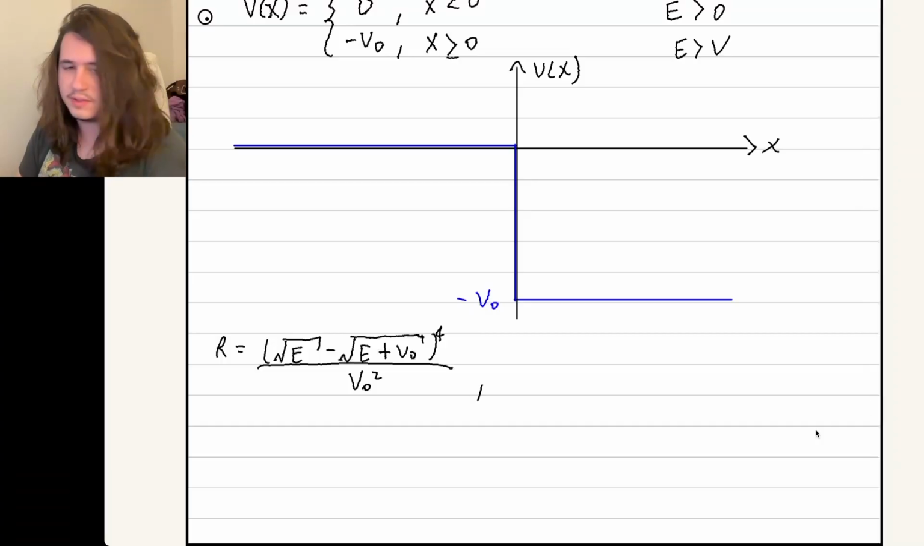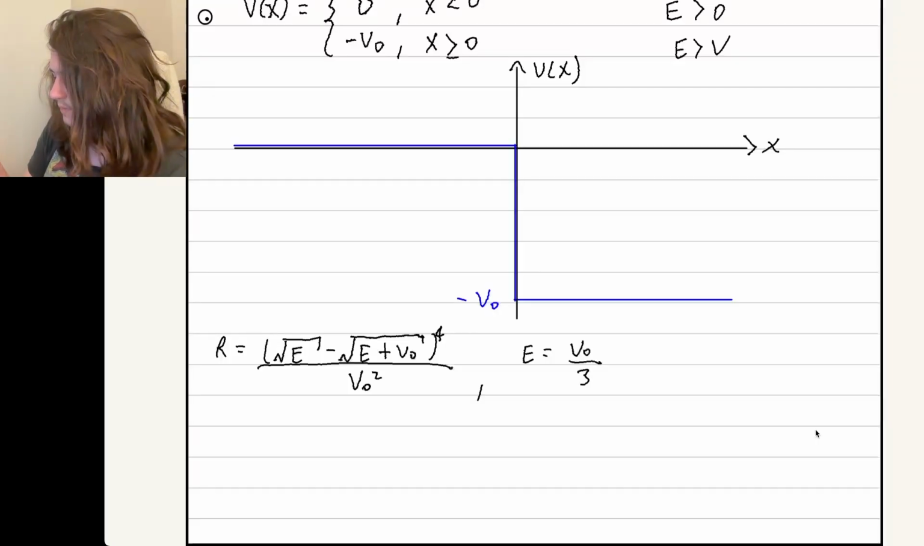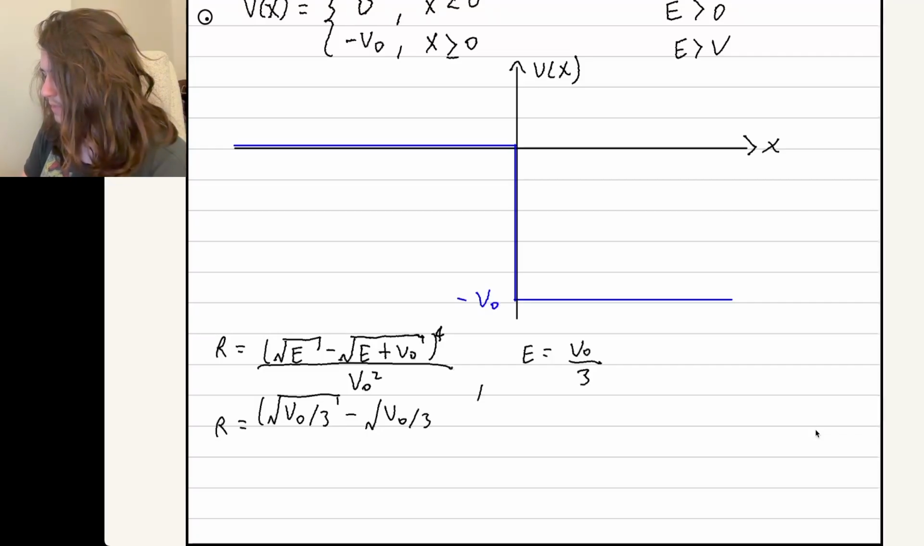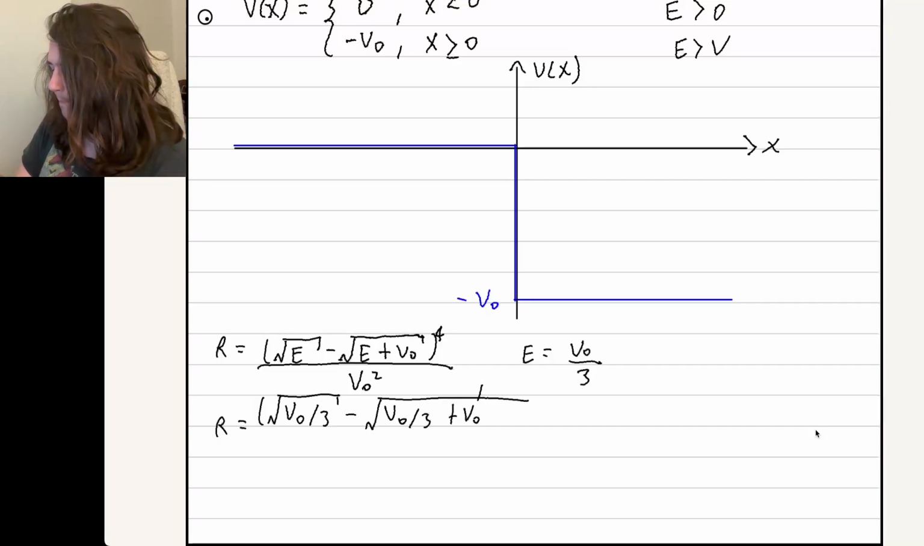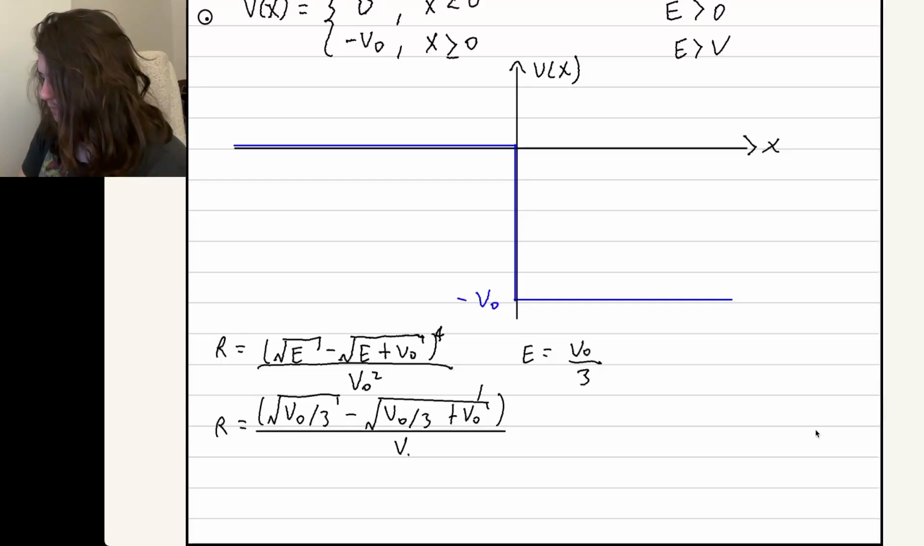And also, Griffiths gives us a number for the energy, that being V naught over 3. So we can just quickly calculate the reflection coefficient. That's going to be square root of V naught over 3 minus square root of V naught over 3 plus V naught, and then all over V naught squared, and this is to the fourth.